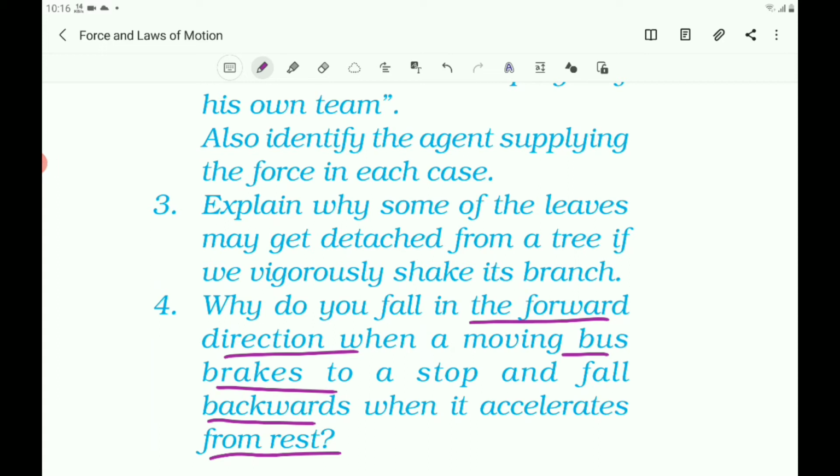When a moving bus brakes suddenly to stop, the lower part of the body which is in contact with the bus comes to a state of rest, but the upper part of the body tends to maintain its state of motion, due to which we fall in the forward direction.